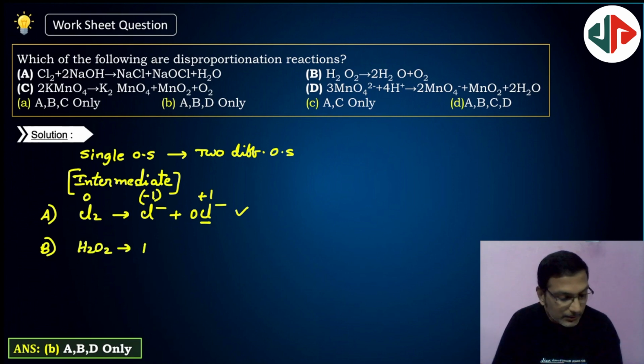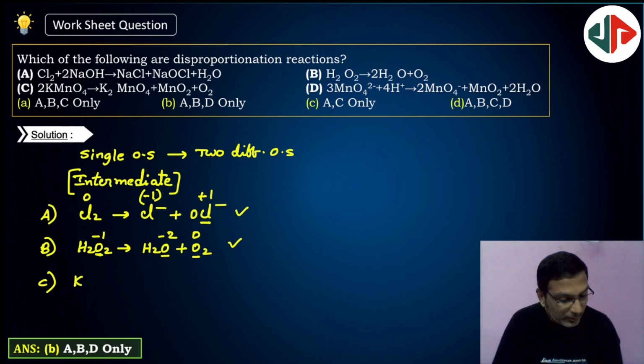H2O2 changes to H2O plus O2. I am not balancing here. Next here oxygen oxidation state minus 1 changes to minus 2 here and 0 here. Minus 1 to minus 2 is reduction, minus 1 to 0 is oxidation. Therefore, disproportionation. Next C.